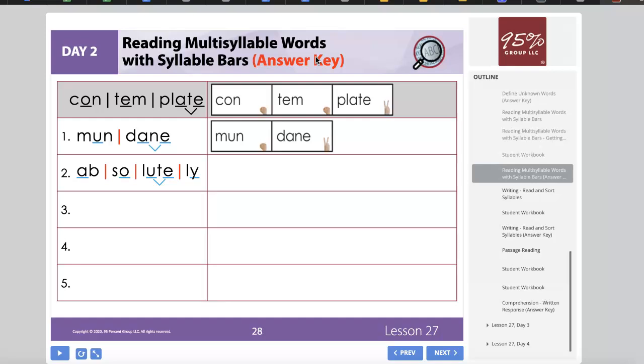Absolutely. We have 4 syllables in this word, and you're going to draw a line after B, after O, after E. Absolutely. You should have A, O, U, E, and Y underlined. And you might be thinking, Miss Franklin, why are we underlining Y? Because Y is sometimes a vowel, but not always.